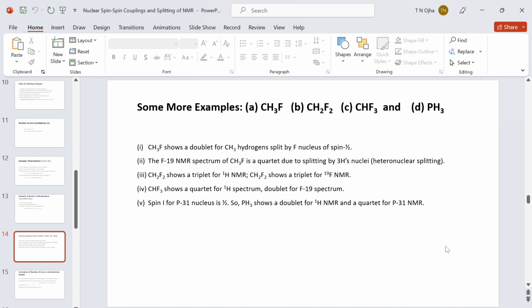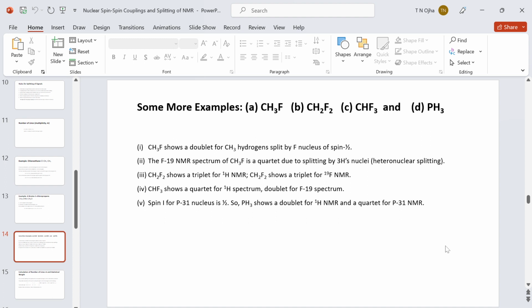Some more examples. CH3F. If we record the proton spectrum, then the three hydrogens are identical, equivalent. The signal will be split by the single fluorine atom. Applying the n plus 1 rule, one fluorine atom splits the signal into two. If we record the fluorine spectrum, using a different set of the instrument, then the signal of fluorine will be split by the three hydrogens of CH3; the n plus 1 rule gives a quartet.